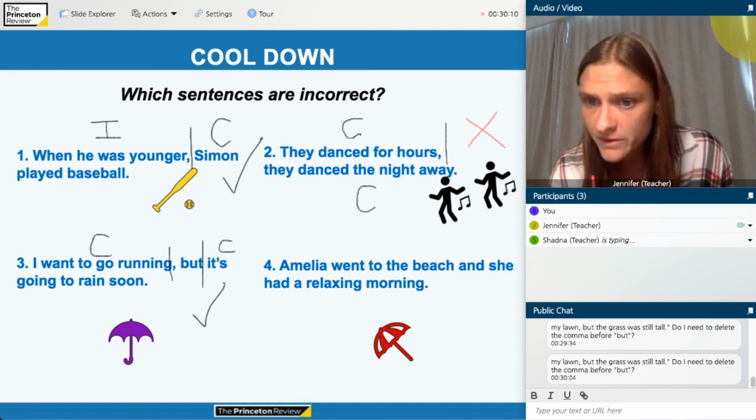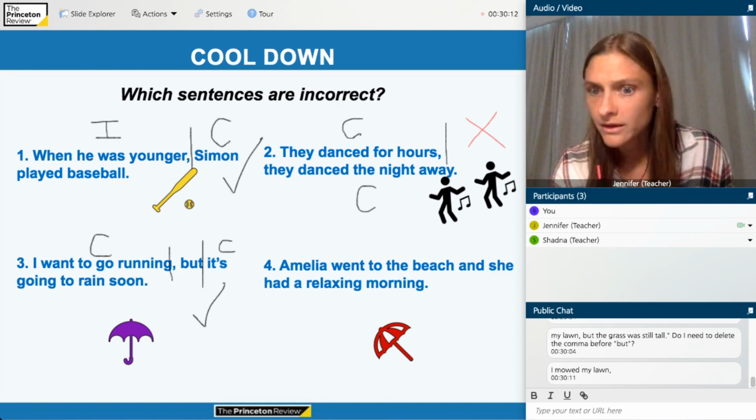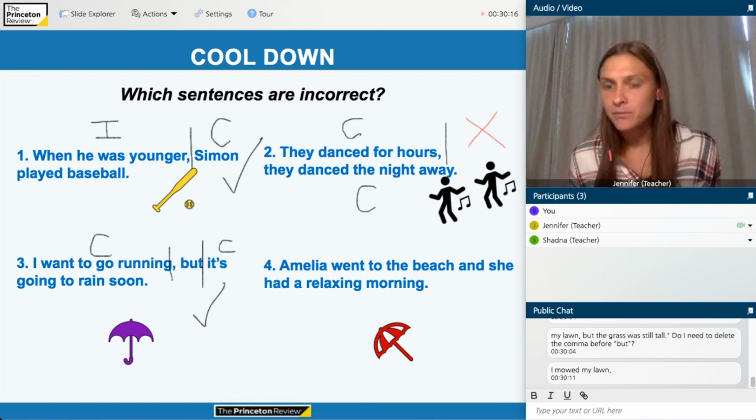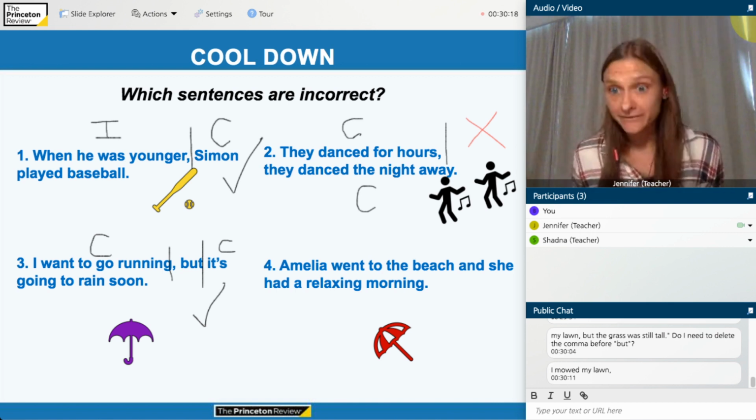Was there something before my lawn? I mowed my lawn. Okay, yes. I mowed my lawn, comma, but the grass was still tall. Yes, you do need that comma before it because you have two complete ideas.